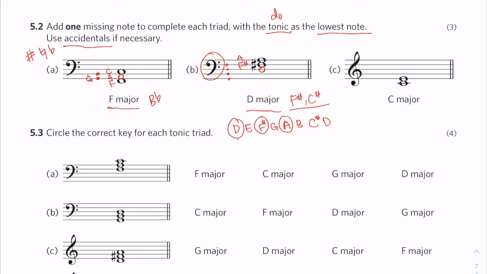Okay. Next question, I need to build tonic triad in the key of C major. Let's check. The first note here, it has a ledger line under the staff, that's middle C. I do have C. I do have E. Looks like I already have the lowest notes and the middle notes of C major. All I need to do is add one more note on top, like this, in the second line, and that will be G. So I have my triad of C, E, G.